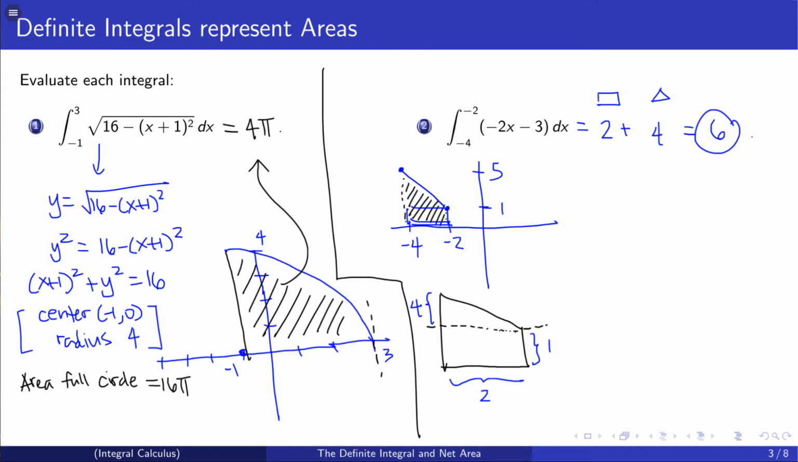So again, what these examples are getting at is that if you have an integral and you know what the graph of the function is, if it's a circle or a line, then you don't even need to do a Riemann sum to compute that, right? You can just look at the area and, using the geometry of the shape that you have, calculate the area.